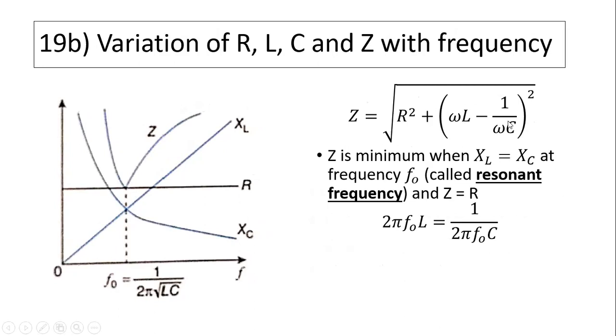These two are equal to each other. That's what we are doing here: 2 pi f naught L equals 1 over 2 pi f naught C. Call it f naught because it's a resonant frequency. Take your f naught across, take a 2 pi L cross multiply downwards, and you take a square root. You get f naught equals 1 over 2 pi square root of LC.